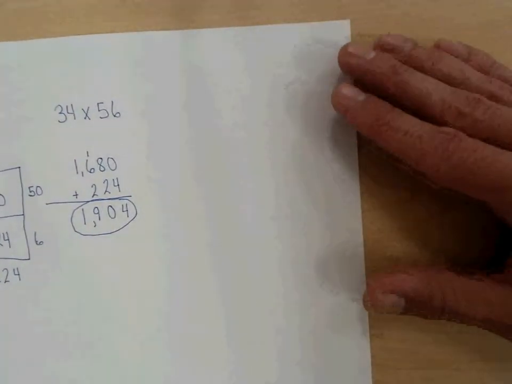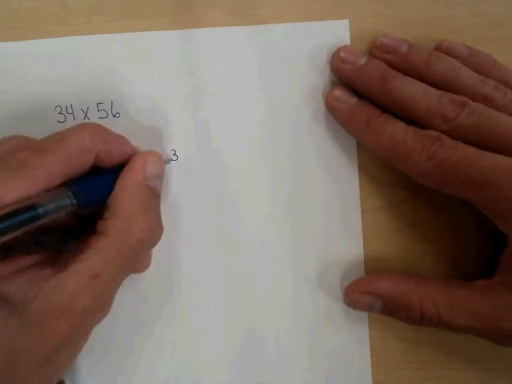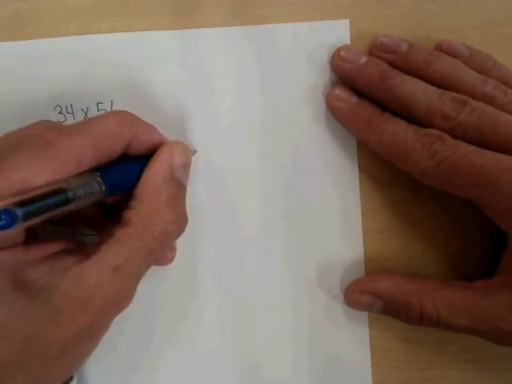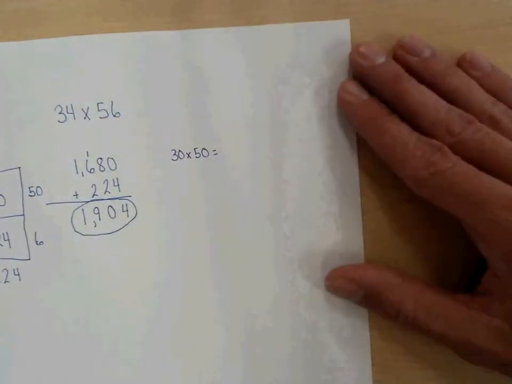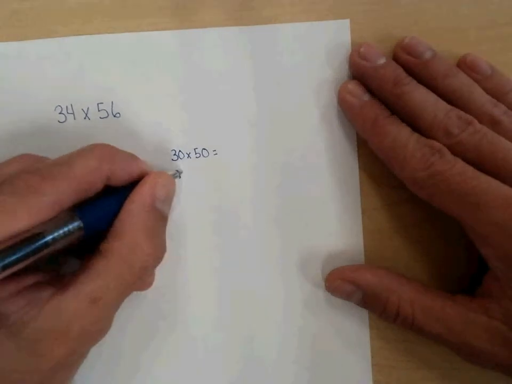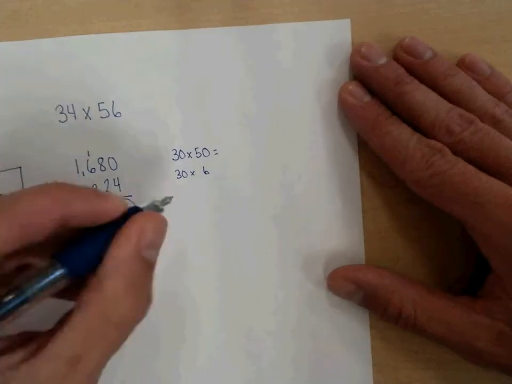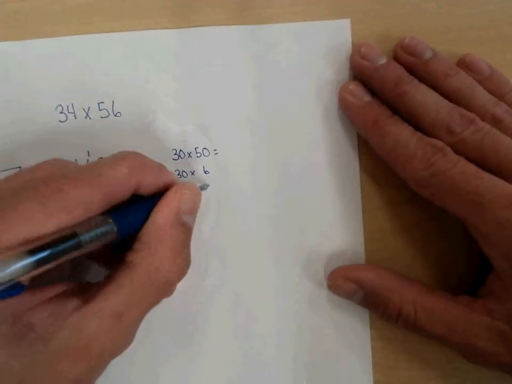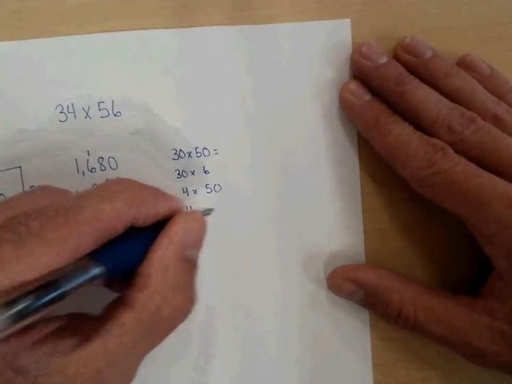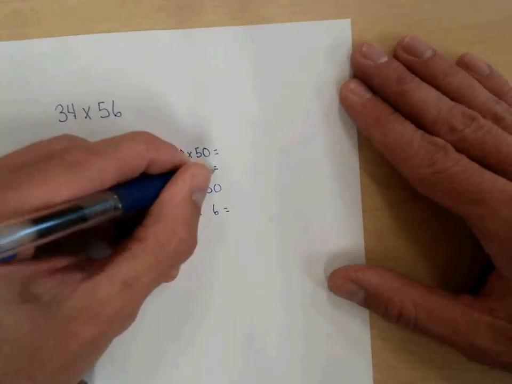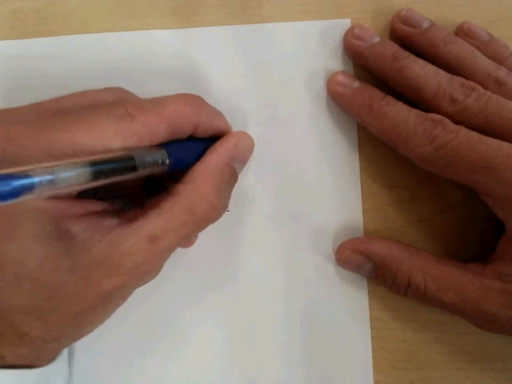Next, what we're going to do is breaking apart. So we have 34 times 56 as our factors. The first thing that we're going to do is 30 times 50. And this really shows the students what we're doing here. Then our next step is 30 times 6. Then our next step is 4 times 50 and 4 times 6.